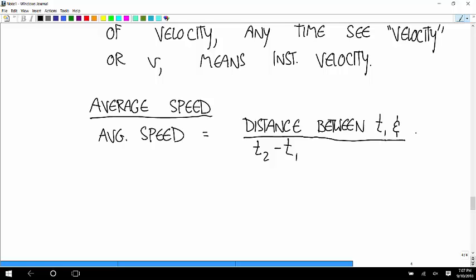So the distance you traveled between t1 and t2 divided by the elapsed time.